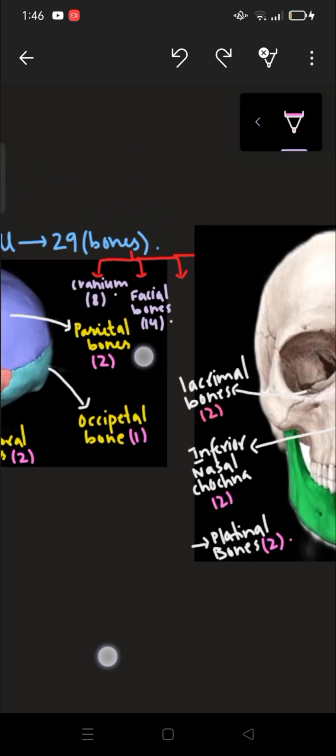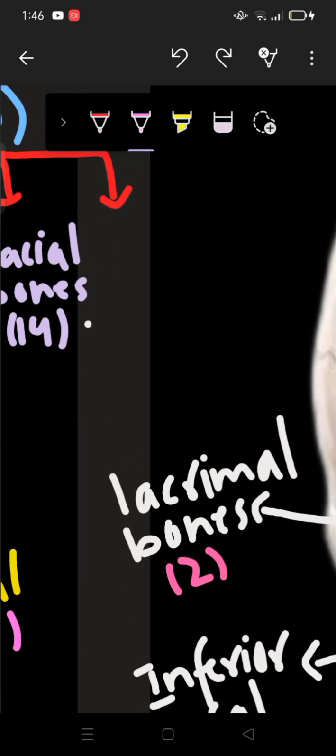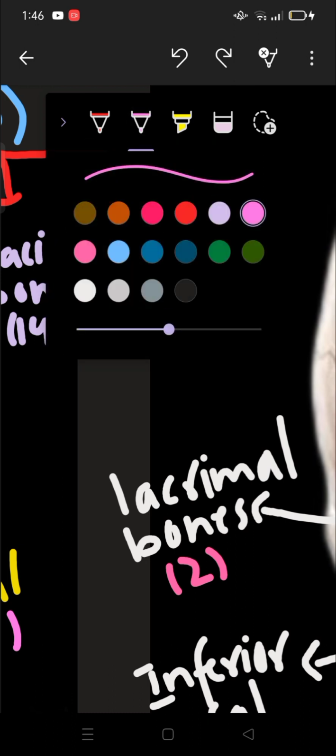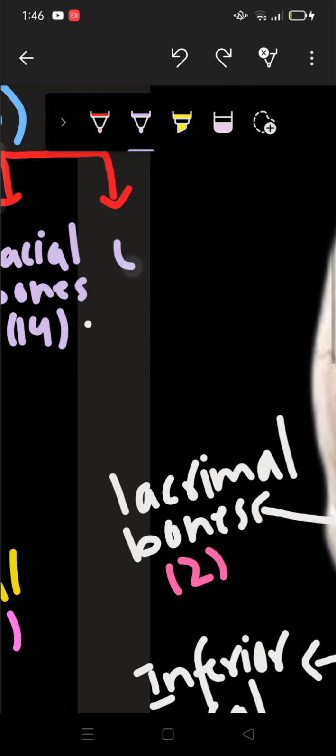So now we are going towards our third part. What's the third part? Now we are going with the ear ossicles. Let me write that here first. Now we are going towards the ear ossicles.